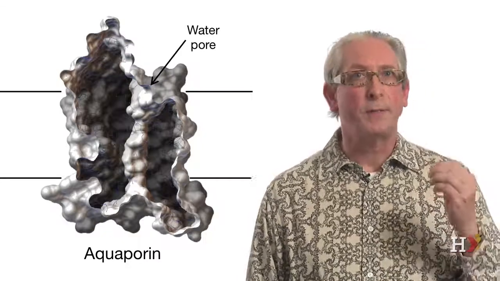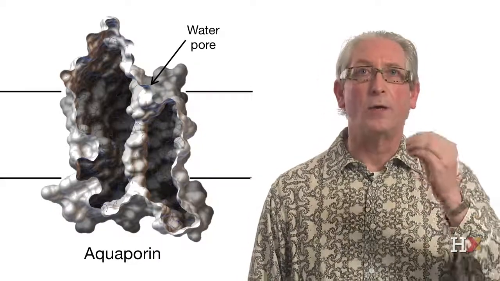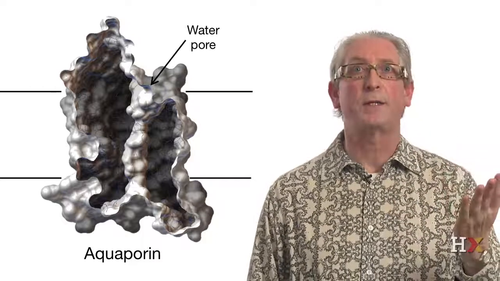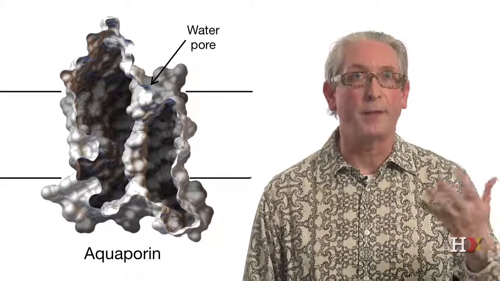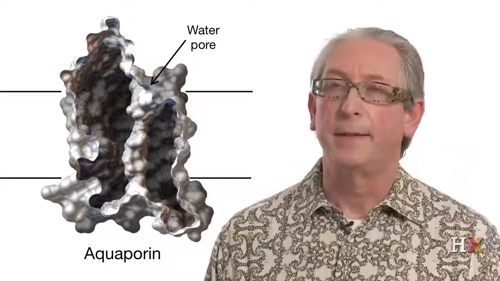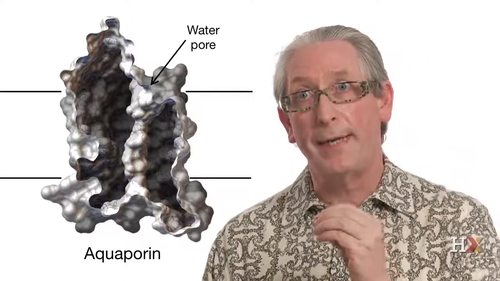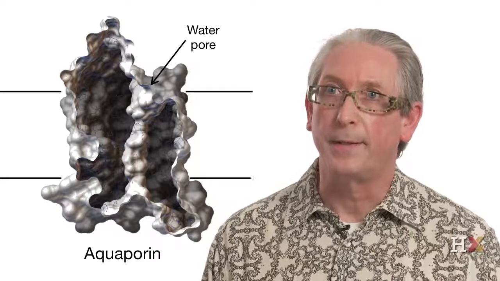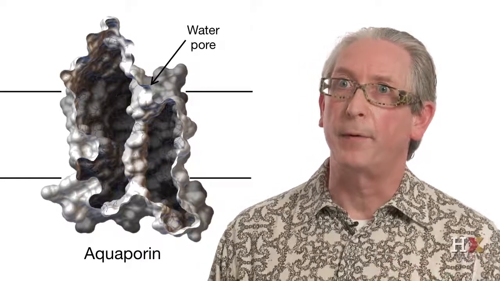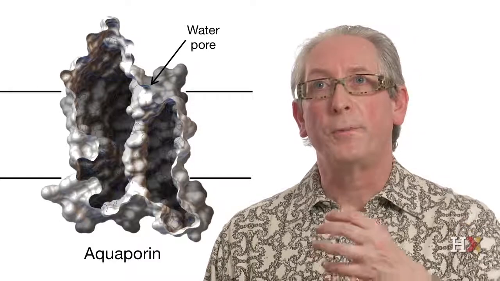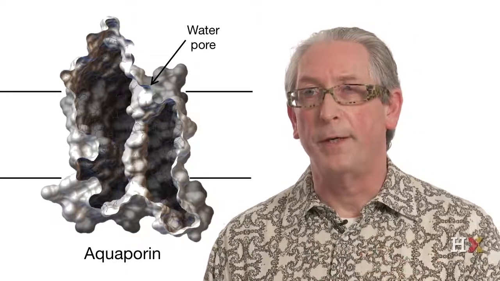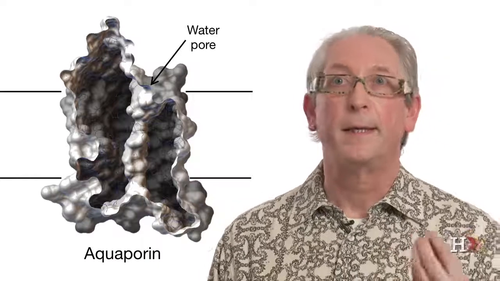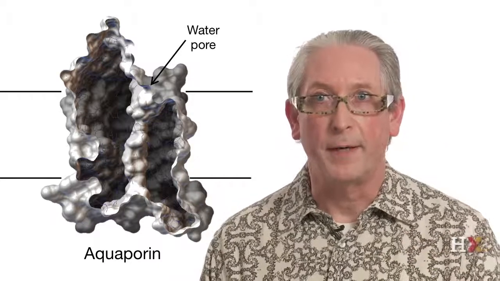Aquaporins can be very specific. They can allow the passage of water molecules, but not the passage, for example, of small ions like potassium or sodium. There are aquaporins that are a little bit less specific. We've talked about one of these aquaporins. These non-specific aquaporins can allow the passage across the membrane of small polar molecules like glycerol in adipocytes.